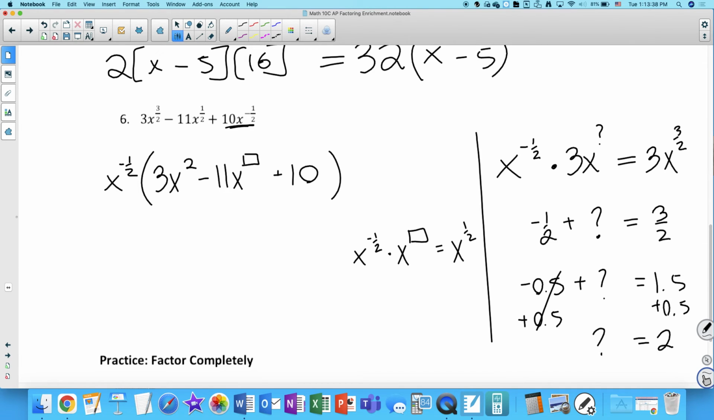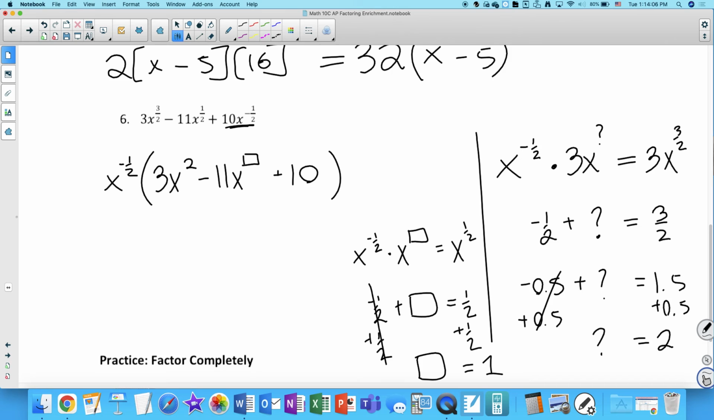Negative 1/2 plus what? Yeah, 1. Negative 1/2 plus 1 is 1/2, right? Or again, you could think of it this way. Just add 1/2 to both sides. And then that makes 0. 1/2 plus 1/2 is 1. Okay, so this is 1.